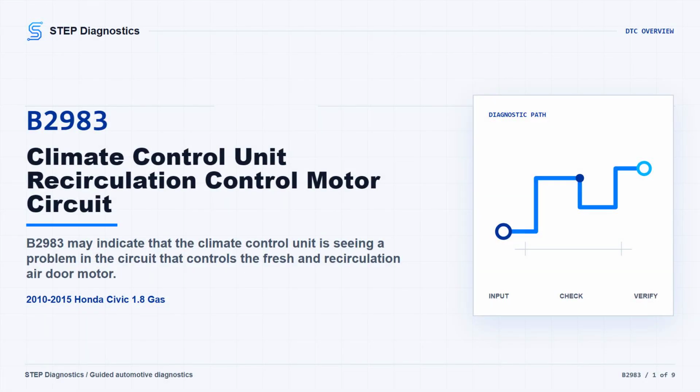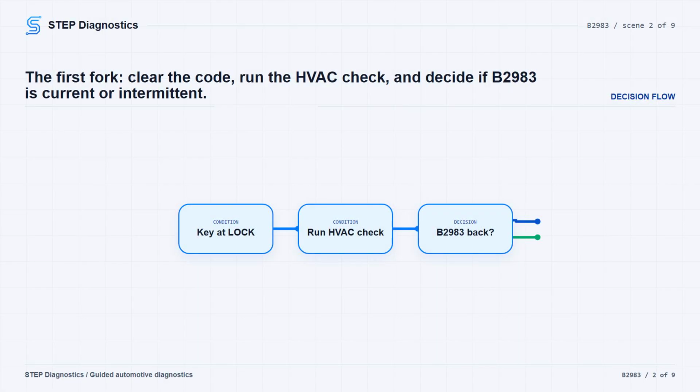On this Civic, B2983 points us toward the climate control unit's recirculation control motor circuit. In plain terms, the HVAC system may be having trouble controlling the fresh and recirculation air door motor. The driver may notice the system not switching air inlet modes correctly, or the code may only show up during HVAC self-diagnosis. Broadly, this can involve the motor circuit wiring, connector problems, the recirculation motor or door linkage, or possibly the climate control unit after the rest of the circuit checks out.